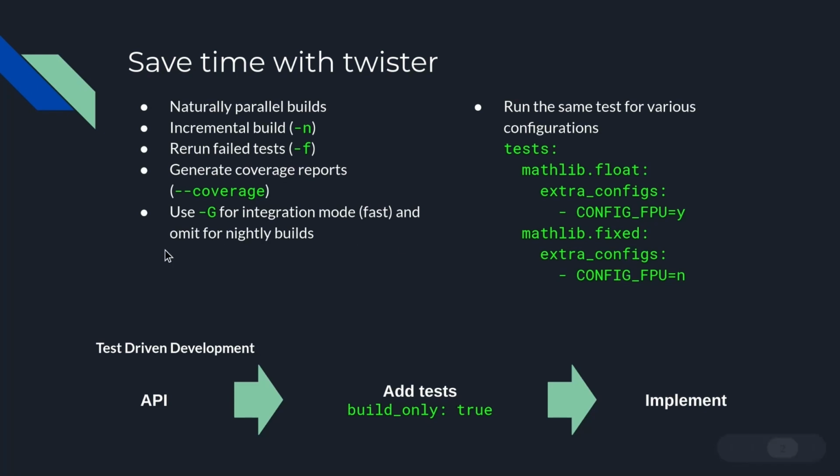What this really leads to is test-driven development. We're able to build the APIs, add the tests, and set a Twister flag for the test cases to build only, which will make sure that we don't break the APIs that we've agreed on, therefore no regression. And then we dive into the implementation, at which point we start enabling the tests to run one by one.